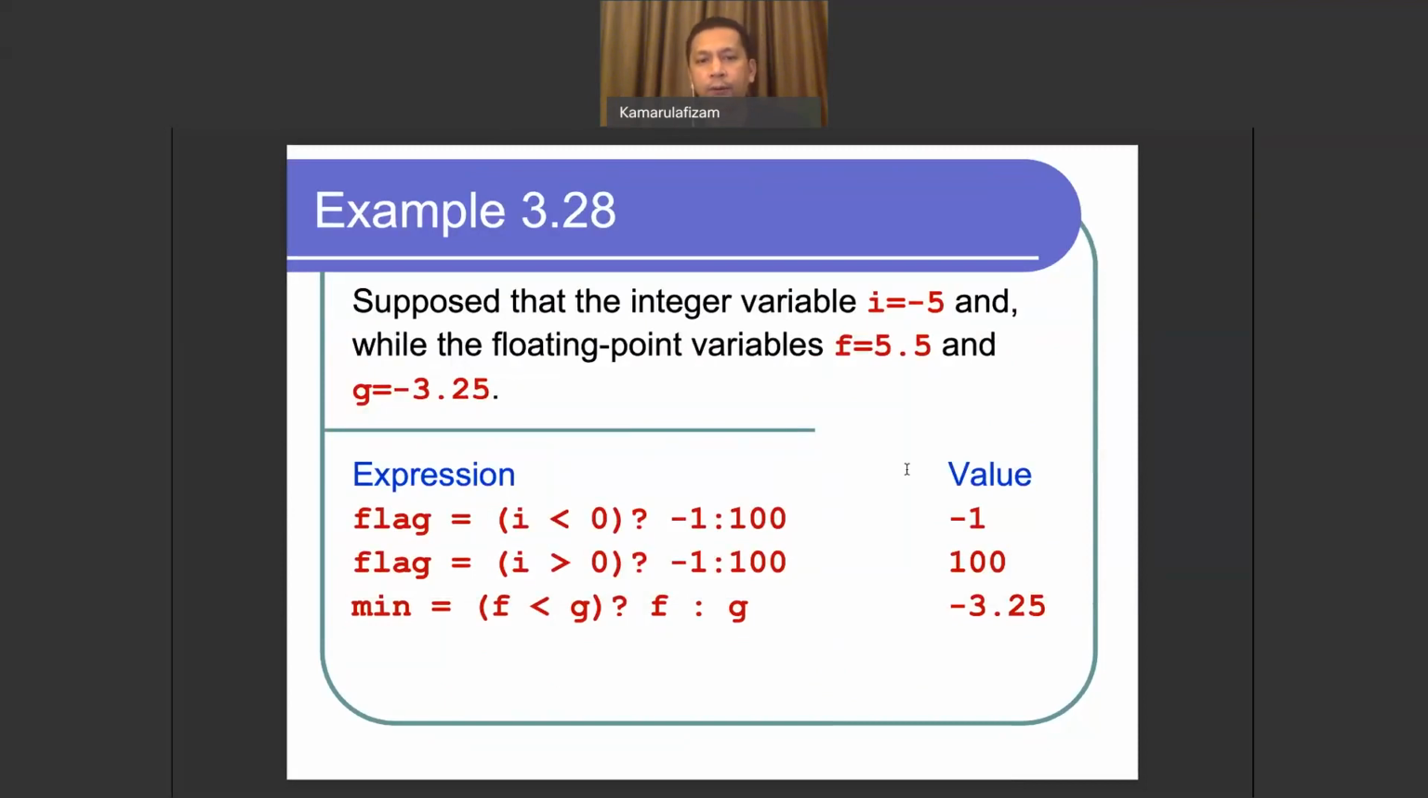We are looking for the flag of whether i is smaller than 0, for -1 or 100. Okay, so which one is basically less than 0 for this statement? So you have -1. For example, which one is bigger than 0? Of course, they will take 100, and of course, min equal to f less than g. All right. For f and g.